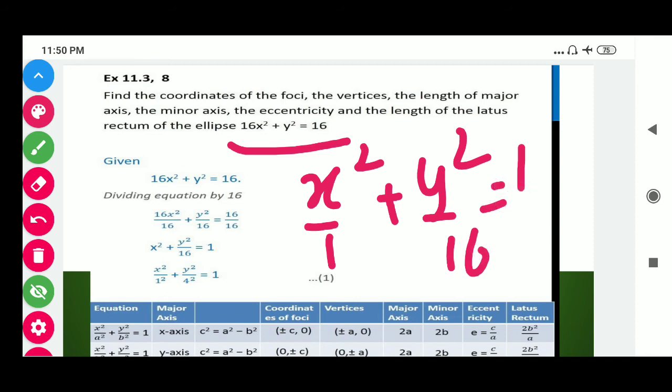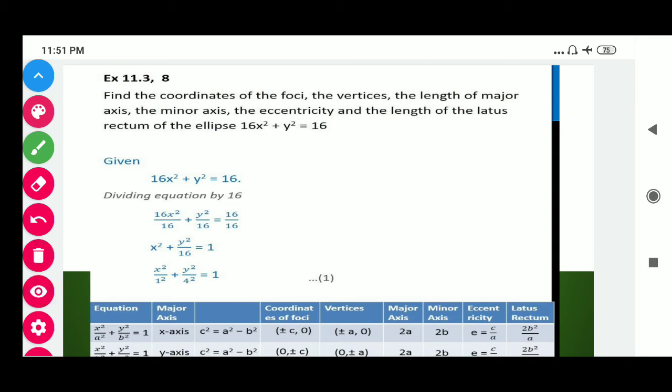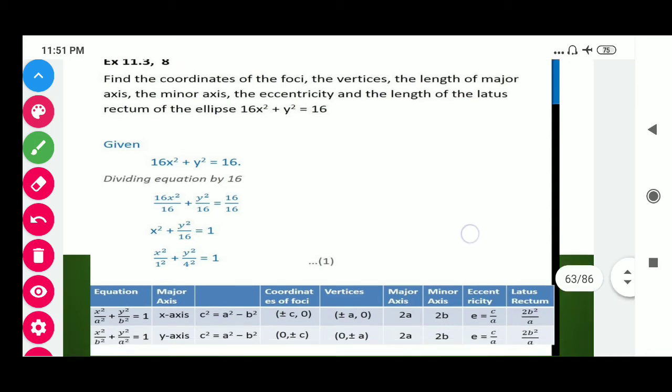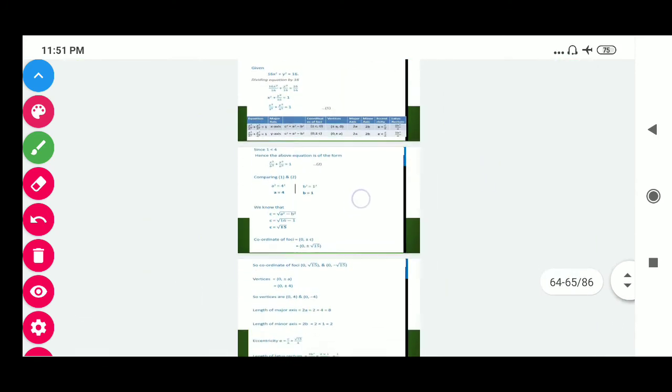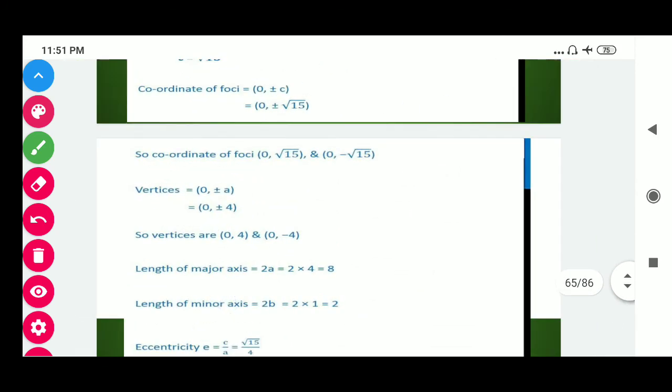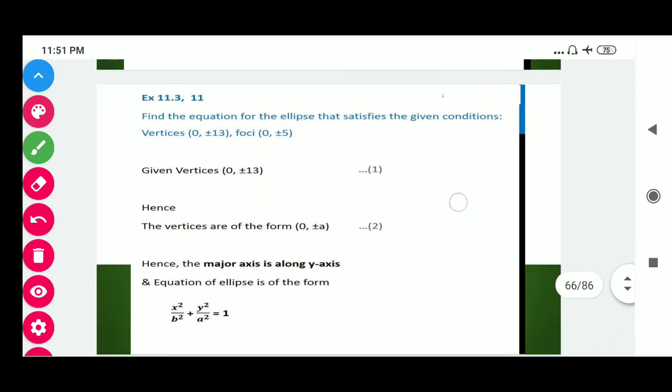Now students, here you can see the denominator of y square is greater as compared to the denominator of x. In this way, by using the same previous result, we can continue with the same process. Okay, so students, now I am going to continue with the next question. Here we have question number 11.